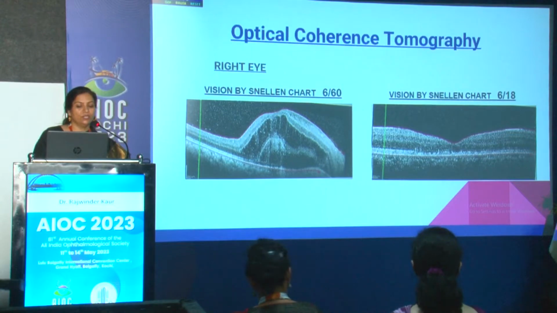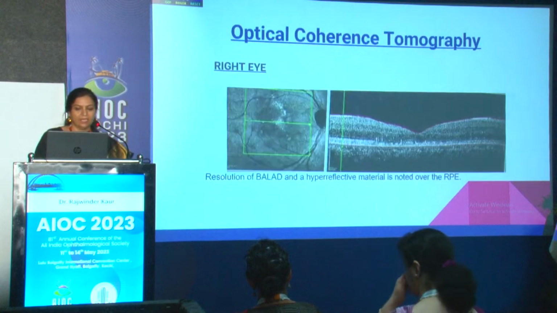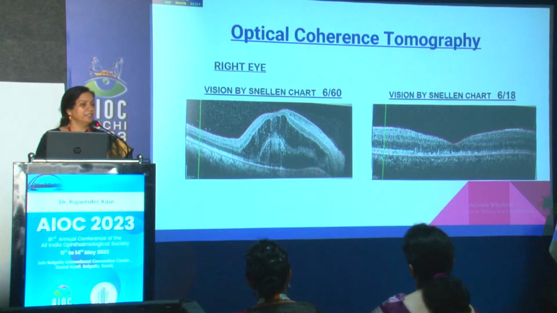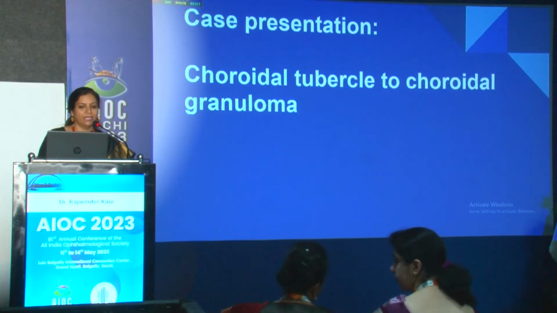The vision on presentation was 6/60 and improved to 6/18. In this case there was a granuloma, but the patient didn't give consent for anti-VEGF, and she was treated only with anti-TB drugs and oral steroids, and she is maintaining good vision. Another case, choroidal tubercle to choroidal granuloma.